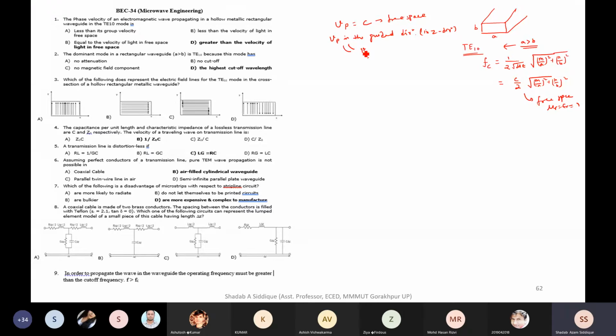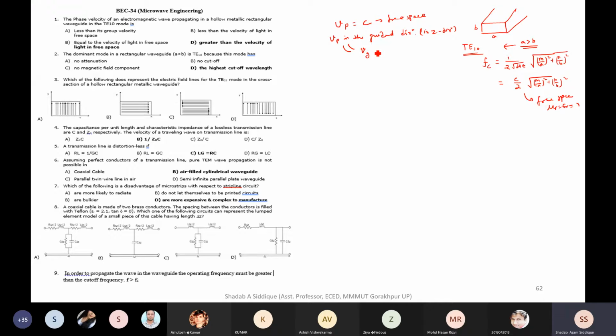So this is the guided velocity. This is also called a phase velocity. Don't mix it with group velocity if you are confused, because in the PPT, in the lecture video or in the slides, I have just denoted it with Vg. So that's what I'm writing here: guided velocity is called Vg. If you are confused with group velocity, just ignore this Vg and take it as Vp.